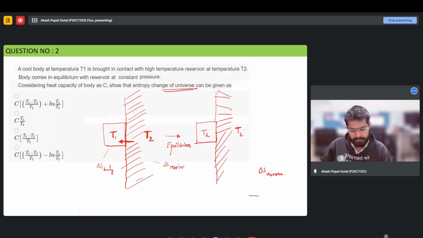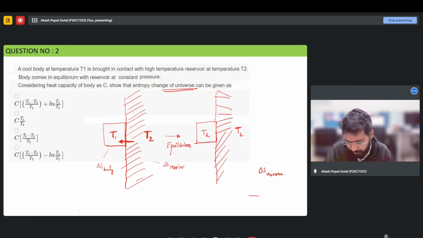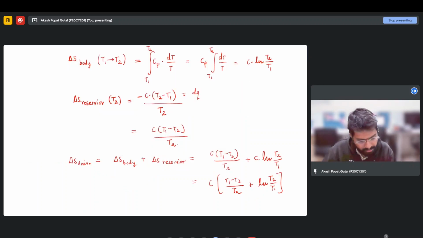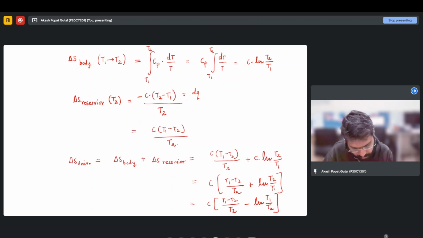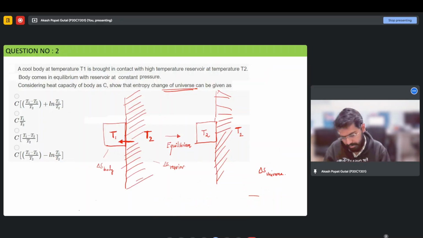Let's match with the options that we are having. So option number 1, if you can see, (T1 minus T2) divided by T2 plus ln T1 by T2. You just check the numerator and denominator in the natural log. Here we see T2 by T1 is there and the sign is plus. But everywhere we are having T1 by T2. If you write this in T1 by T2 form, it will be C into (T1 minus T2) divided by T2 minus ln T1 by T2. So this will be our delta S universe. And that is option number 4. Fine.